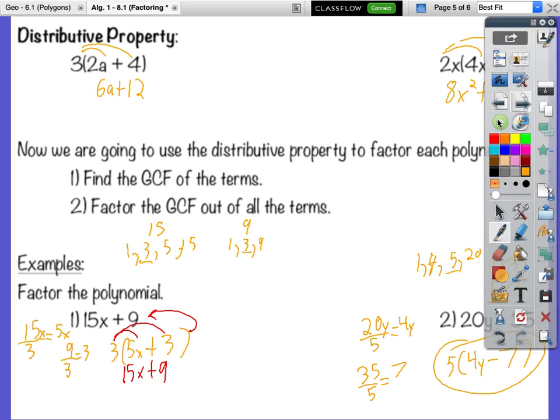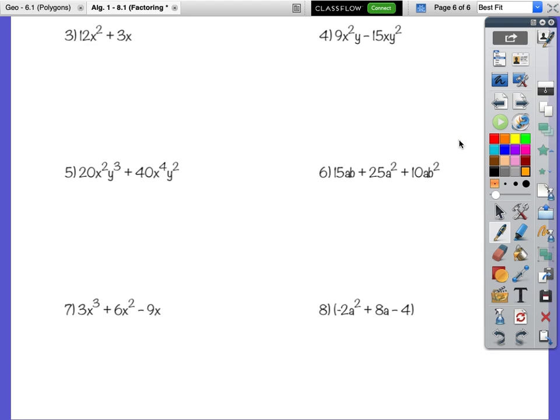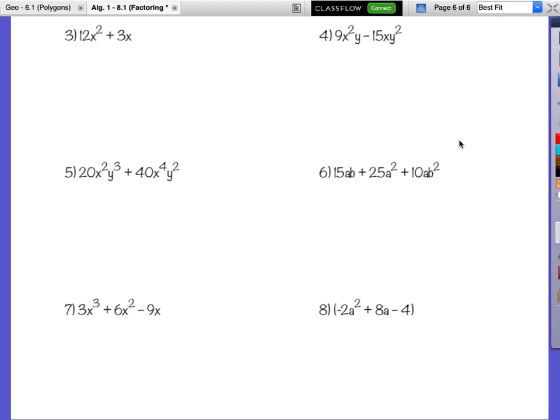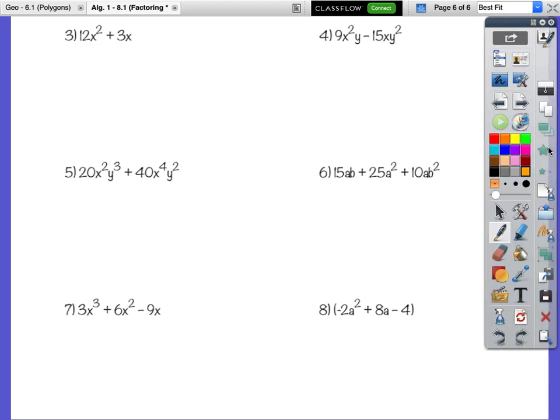Okay, let's go to the third one here. Flip your page. Flip the page. Of course, it has to get hard again. How else would I make you cry if it didn't get harder?